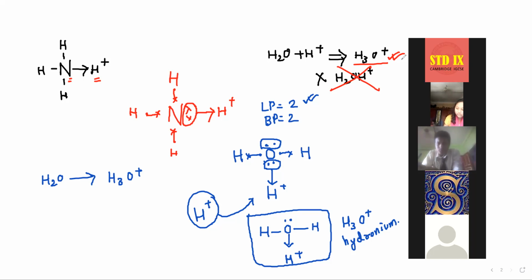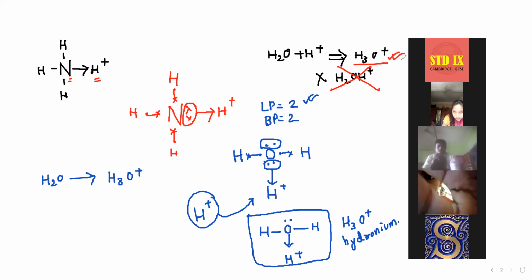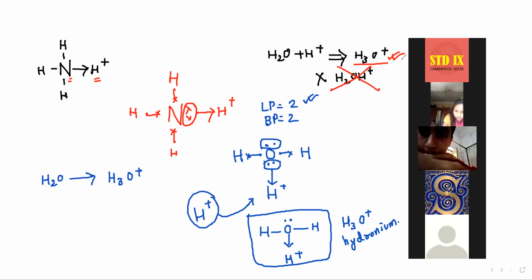Sir, can you upload this live video in our school app? You cannot write H2. You are already having H2. Water has H2O. After that, you are adding one H plus. So H2 plus H plus will give you H3 plus, and oxygen is there.